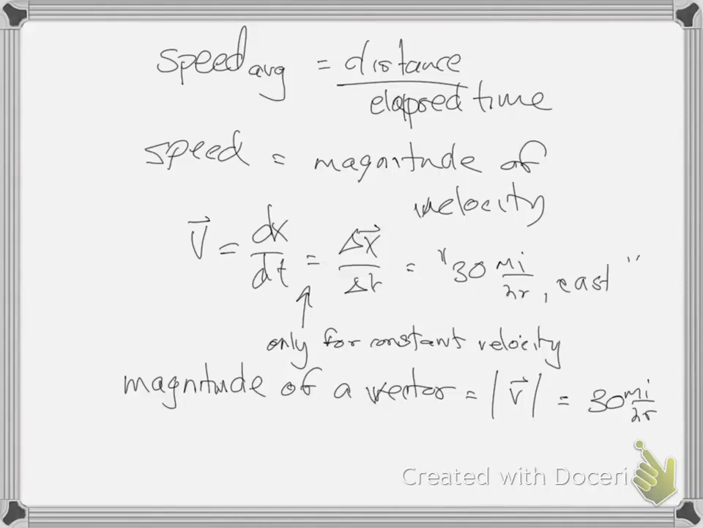So the magnitude of the velocity is the speed. Notice that average speed, distance over time, has little to do with the displacement over time. The magnitude of the displacement over time is the speed. So speed and average speed are not the average of the speeds or anything like that. These two are different quantities.